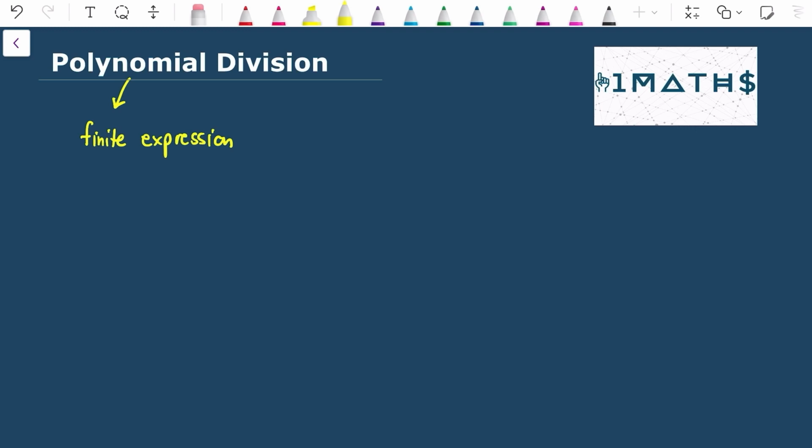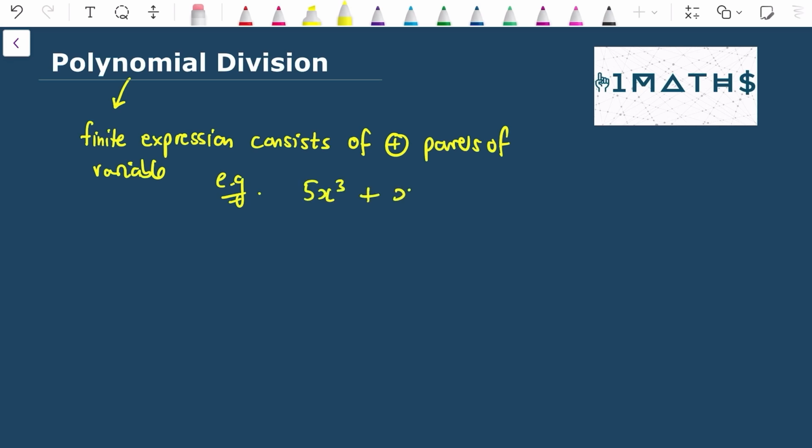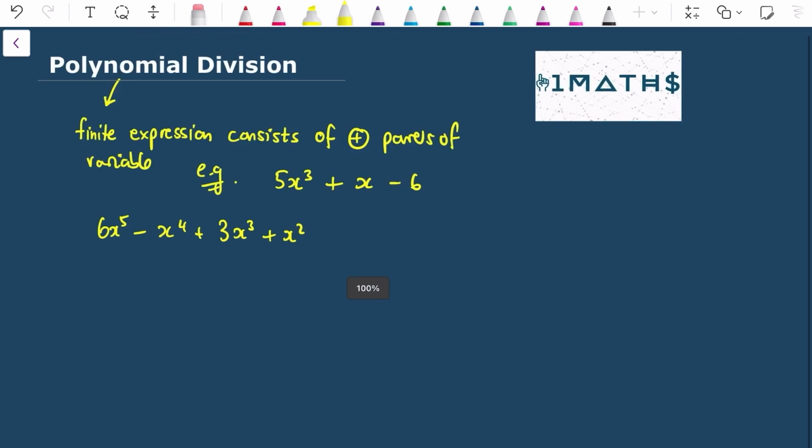And it consists of positive powers of the variable. So for example, something like 5x to the 3 plus x minus 6. That is a polynomial expression. Or 6x to the 5 minus x to the 4 plus 3x cubed plus x squared. That could be a different example of a polynomial.